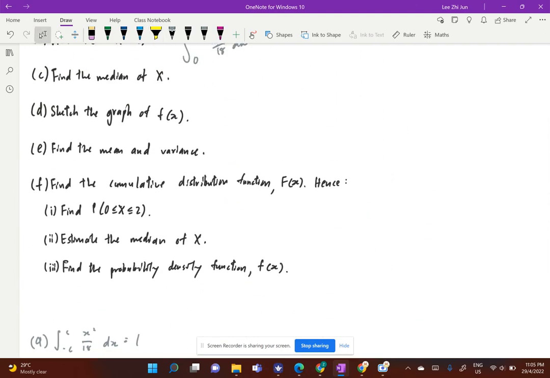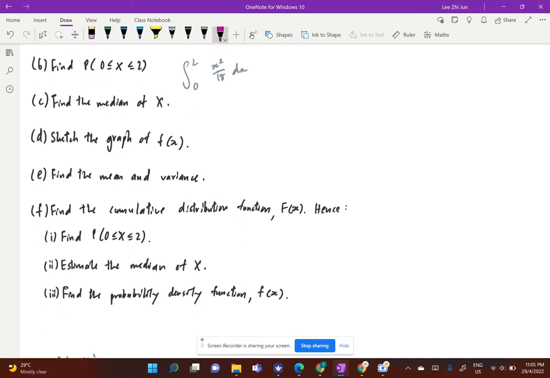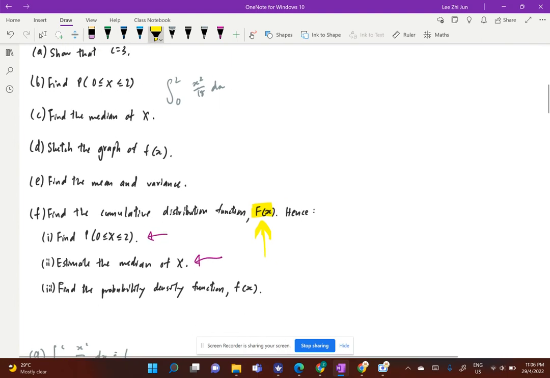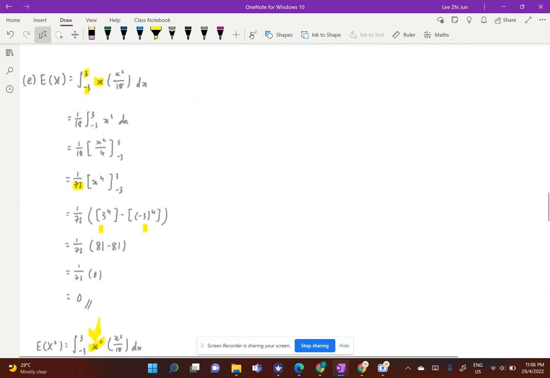So the f is find the cumulative distribution function. Hence, find P is same as b and c, but this time I need to use the way of the cumulative distribution function to do. I use different way, which is this way. So hence I find the cumulative distribution function first.